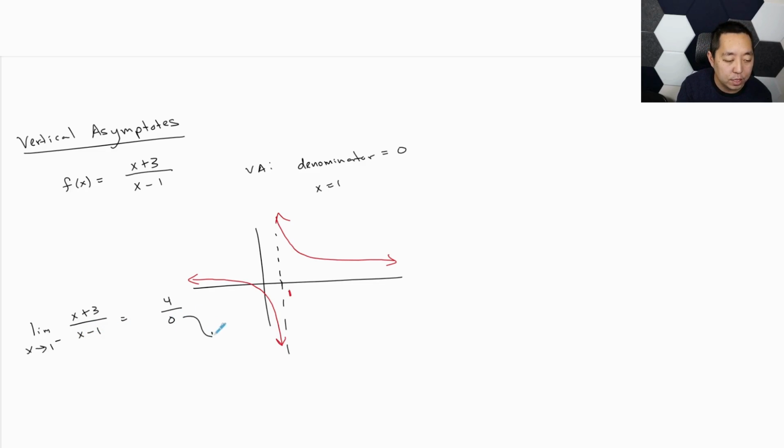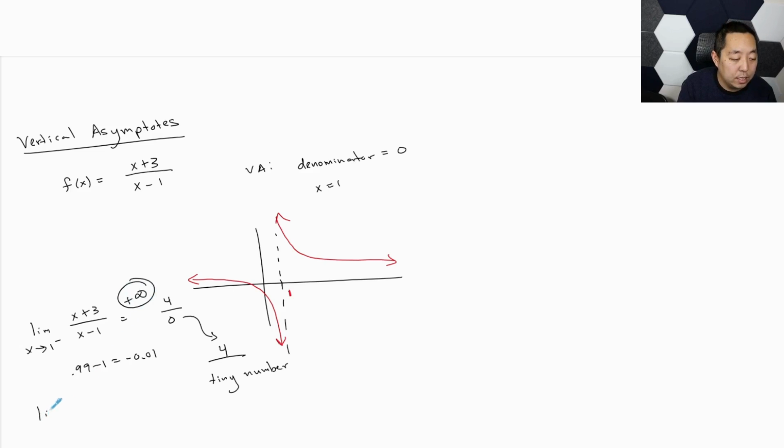So you want to think of this as 4 divided by a tiny number. It's a tiny, tiny number. Now, 4 divided by a tiny number is some kind of big number, but the question is whether it's positive or negative big. If I'm approaching 1 from the left, this is going to be a tiny negative number. If I put in 0.99, then 0.99 minus 1 is negative 0.01. So it's going to be 4 divided by a tiny negative number.